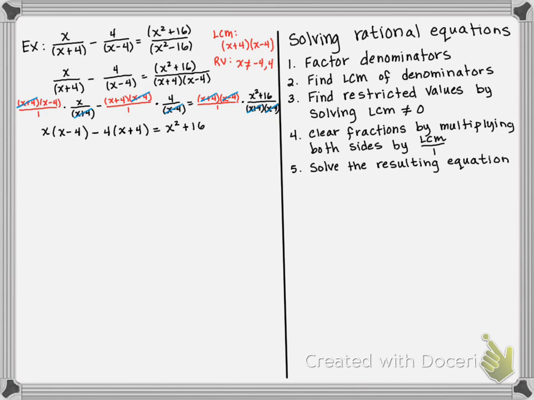At this point, your equation is going to either be linear or quadratic. So to solve an equation, we always simplify each side first. So we're going to distribute and combine like terms on the left first. So we get x squared minus 4x minus 4x minus 16 equals x squared plus 16. Minus 8x minus 16.